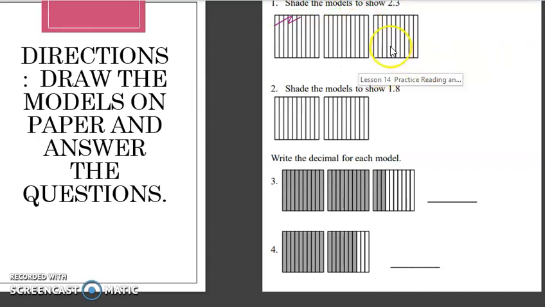I wish I had better. Two whole rectangles shaded.